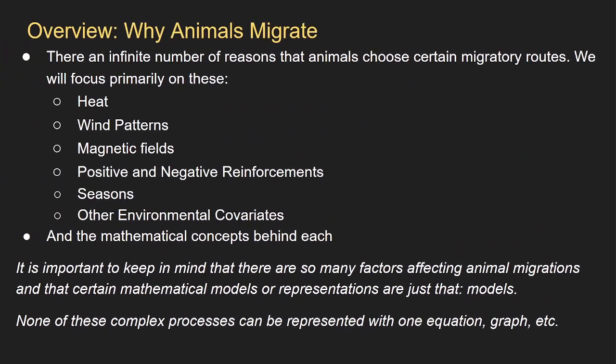Why animals move and migrate? So, a basic overview of why animals migrate. There are many factors that impact this, but we're going to focus on heat, wind patterns, magnetic fields, reinforcements from the environment, seasons, and some other environmental covariates, and the mathematical concepts behind each of these. So it's also important to keep in mind that these are just models, so this isn't going to be the case every single time.